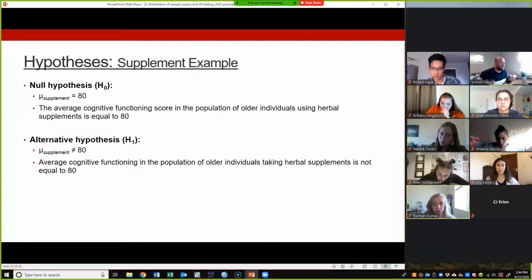There's no difference. Okay. My alternative hypothesis says that average cognitive functioning in the population of older individuals taking herbalist supplements is not equal to 80. I'm not saying which way it is. Based on the study, I have some guesses as to which way it's going. But I'm just saying that older adults who take herbal supplements are a different population. No one's disputing that. But I'm also saying that they have a different average cognitive functioning score than older adults in general.